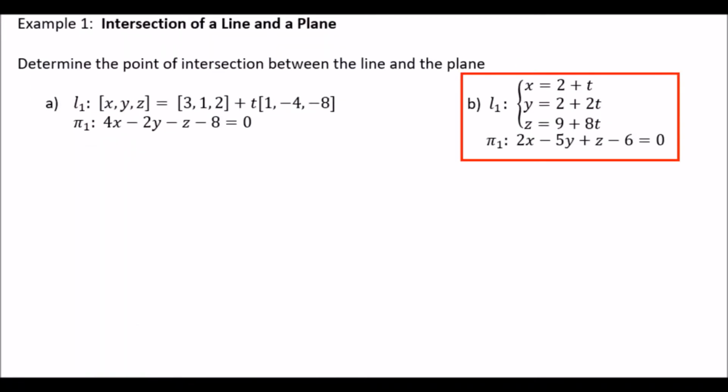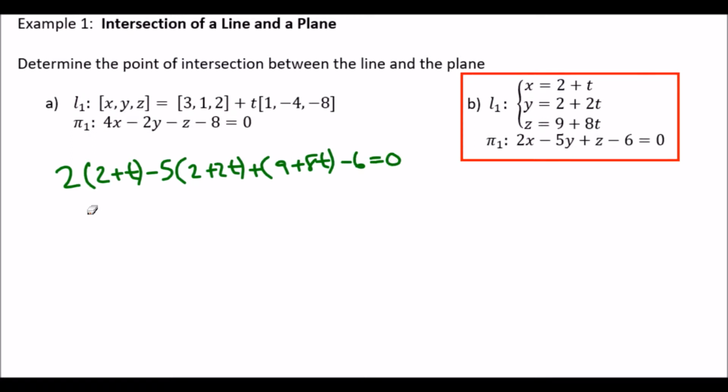All right, here's the next example. Again, it's already in parametric form, so again I'm going to substitute line 1 into plane 1. So here we go. I am going to have 2(2 + t) - 5(2 + 2t) + (9 + 8t) - 6 = 0. So this gives me 4 + 2t - 10 - 10t + 9 + 8t - 6 = 0. You're going to see here that 2t - 10t + 8t is 0t. But if I bring all my constants to the right side, I get 3. Of course, this is never a true statement.